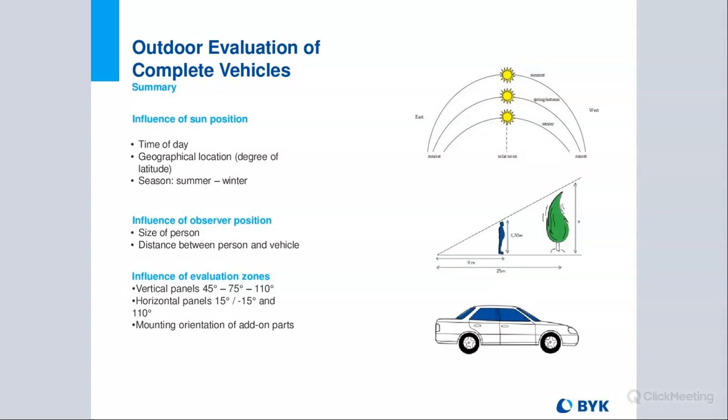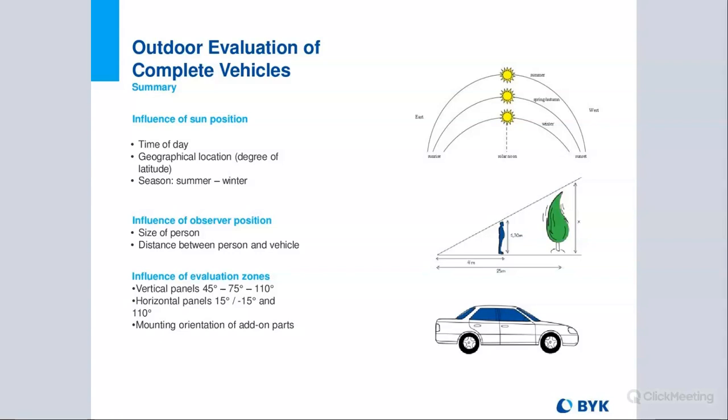Also, the size of the people is important. Technically, if I'm shorter than the person standing next to me, I should be closer to the vehicle to look at the vehicle at the same angle that they're seeing. And the distance from the vehicle, depending on your height, you want to really try to keep that consistent. And then the influence of the evaluation angles. If you're looking at vertical panels, what angles are you seeing? Horizontal panels, where's the sun again? And then it's very important that we look at the orientation of the add-on parts when they're mounted on the vehicle, because this can change our perception of color too.